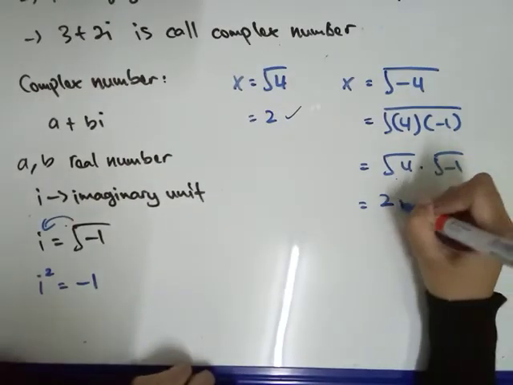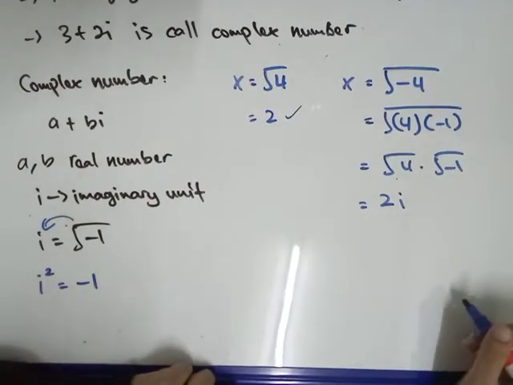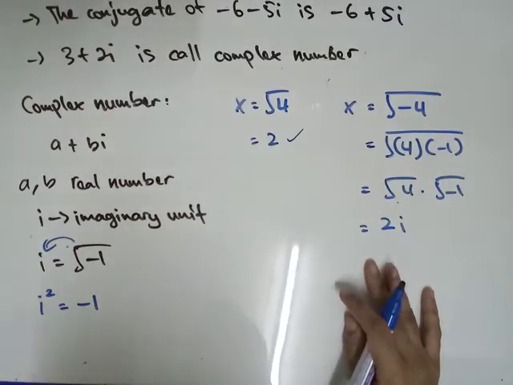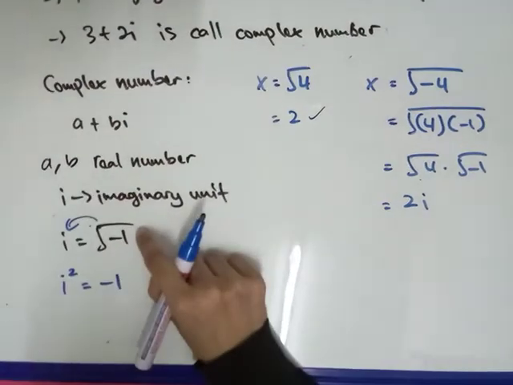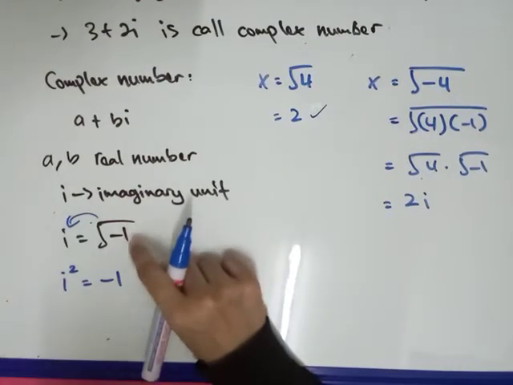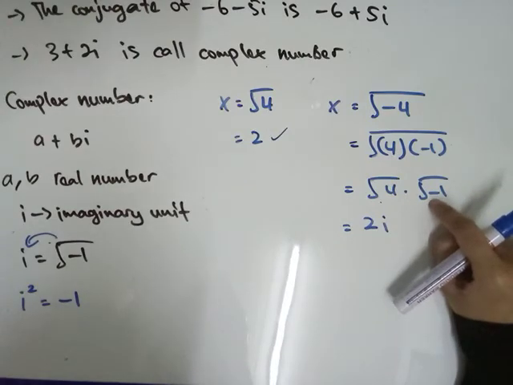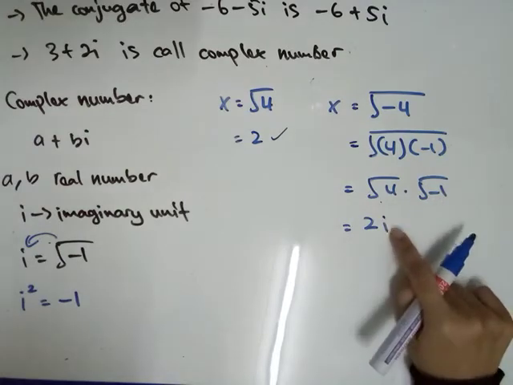So, it is 2i, the answer. Okay, the answer is 2i. Okay, difaham tak? Macam mana terbentuknya i? Okay, this i, it came from square root negative 1. Okay, kalau awak jumpa square root negative 1, so terus tukar kepada i.